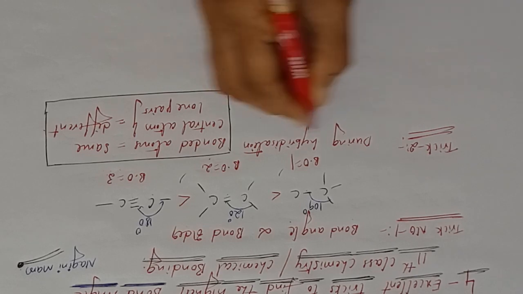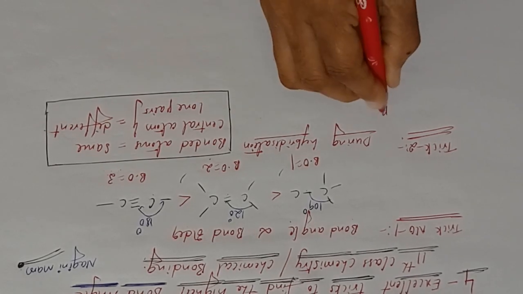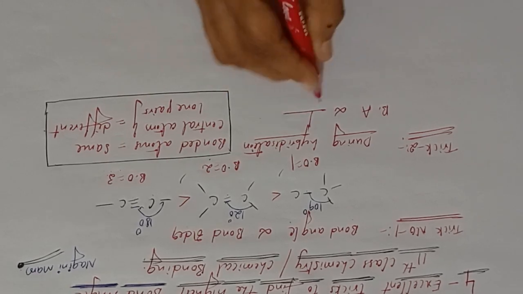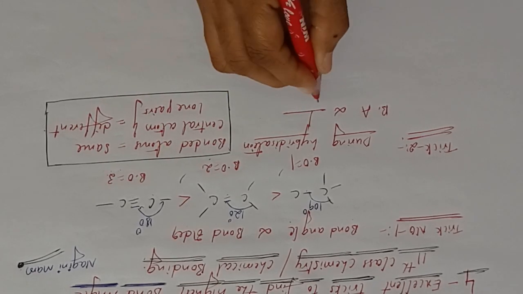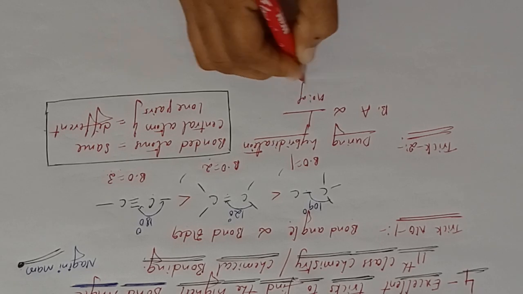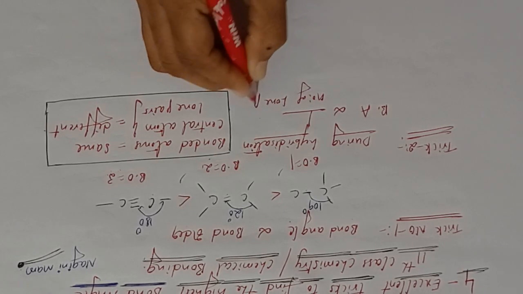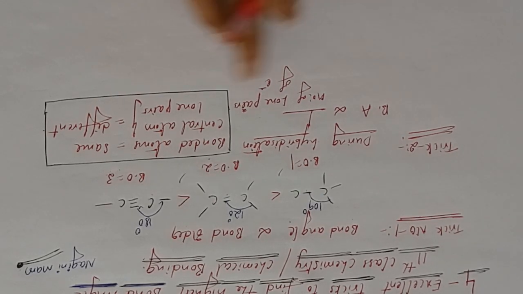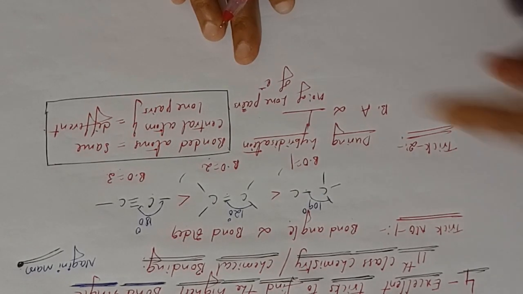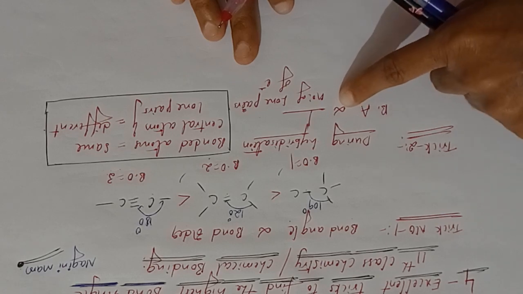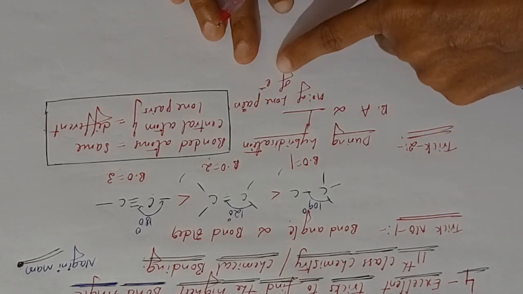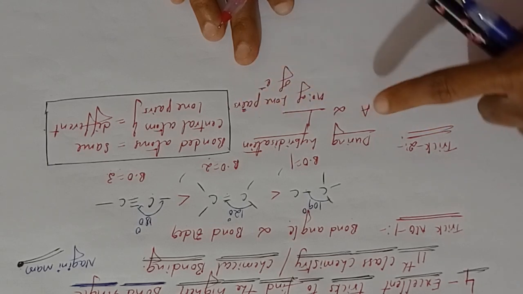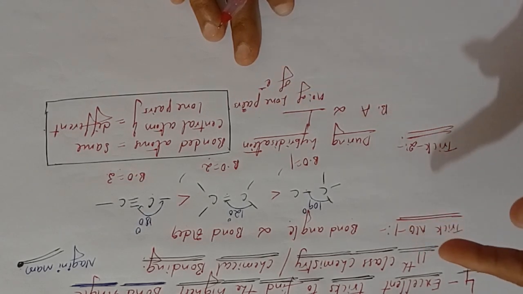Bond angle during hybridization is inversely proportional to the number of lone pairs of electrons. Understanding? So bond angle is inversely proportional to the number of lone pairs of electrons. As lone pairs of electrons increase, bond angle decreases, students.